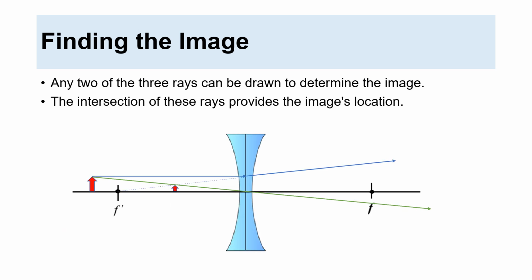For a concave lens, the intersection of the rays differs from the intersection of the rays in a convex lens. So in this case, we have here the object. A light ray is drawn from the tip parallel to our principal axis, and as discussed, it will refract that way.